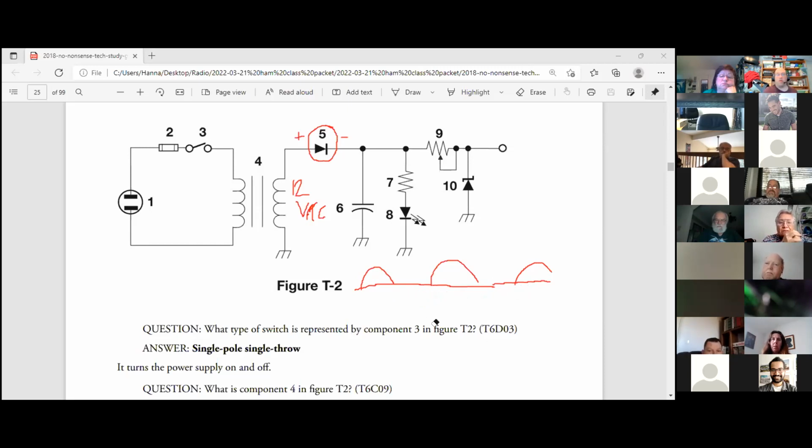And when they disappear, what does that look like? Does the voltage ever go negative? No. It doesn't. If the voltage never goes negative, what's this known as?